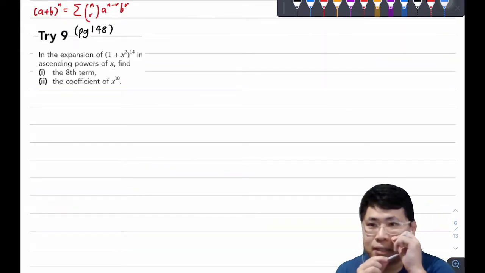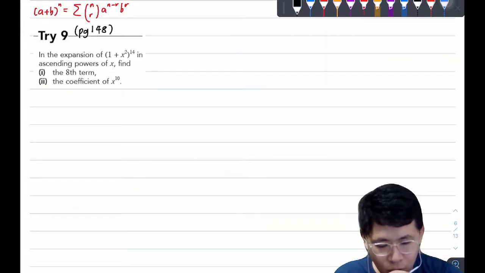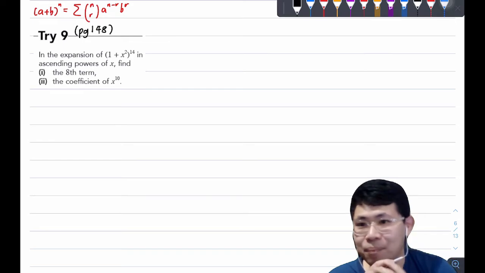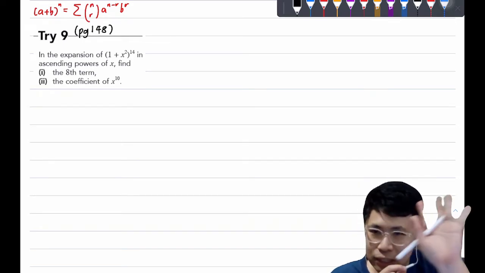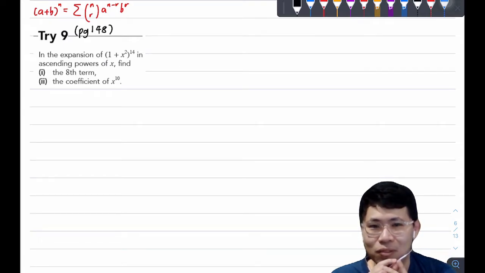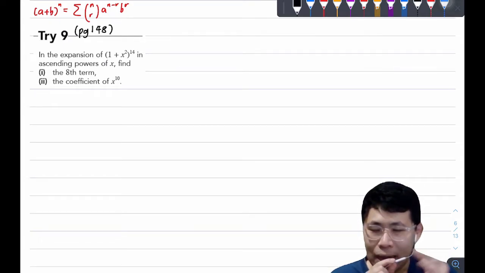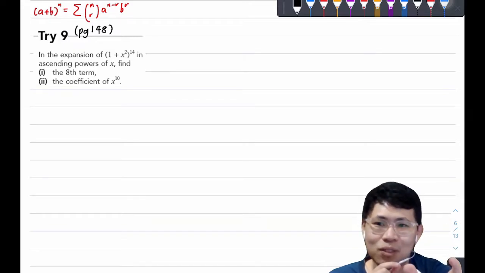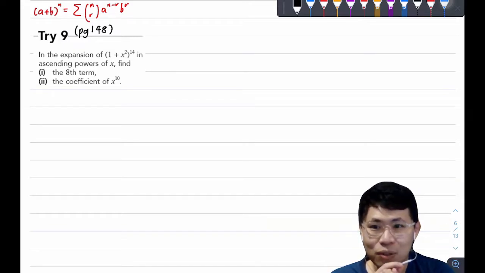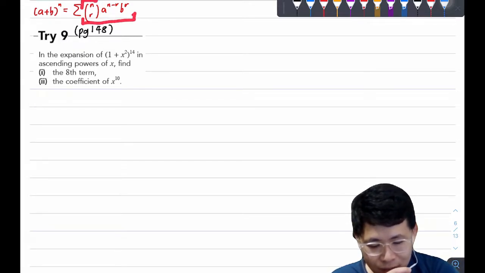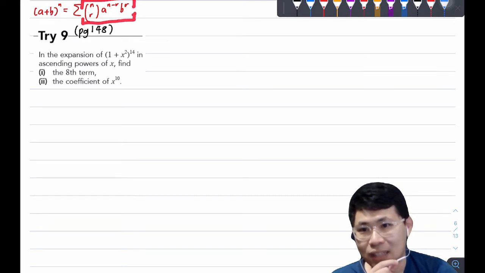Okay, so the next kind of question over here is when we want to expand (1 + x squared) to the power of 14 in ascending powers of x, so we ignore that first. Find the 8th term. Now, are we going to expand all 14 of them just to look for the 8th term? We actually don't need to do so. We just need to isolate this and make use of the general term to find the 8th term.